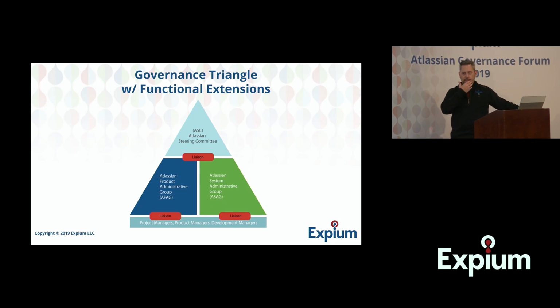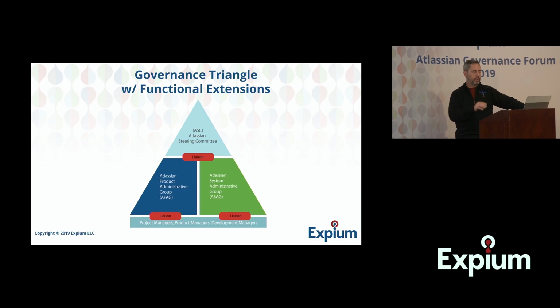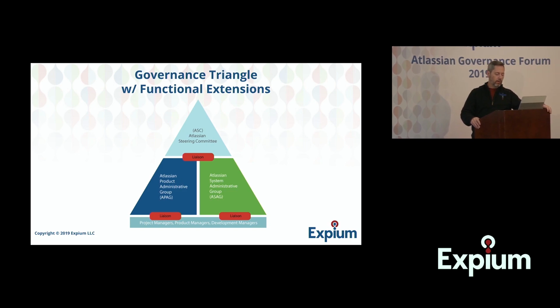So typically, we're going to need at least 4 groups of people in our governing body structure. Those are defined as the Atlassian Steering Committee, the Atlassian Products Administrative Group, the Atlassian Systems Administrative Group, and then a 4th group, which is not really part of the governing bodies, but exists from the perspective of just good practices, and that's this base tier of project managers or product managers or dev managers, however you would call it in your organization.